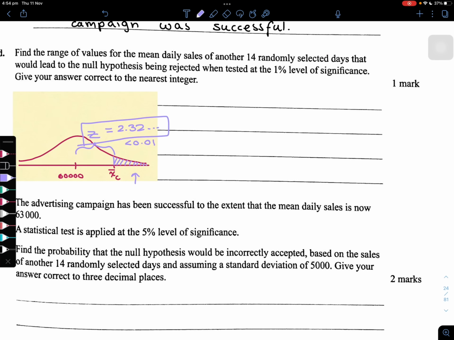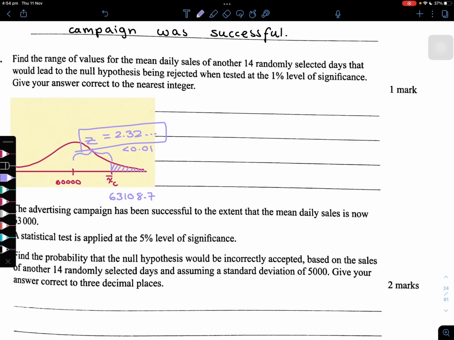So this is 63108.7. Okay, so that tells us that this critical value is 63108.7, okay?